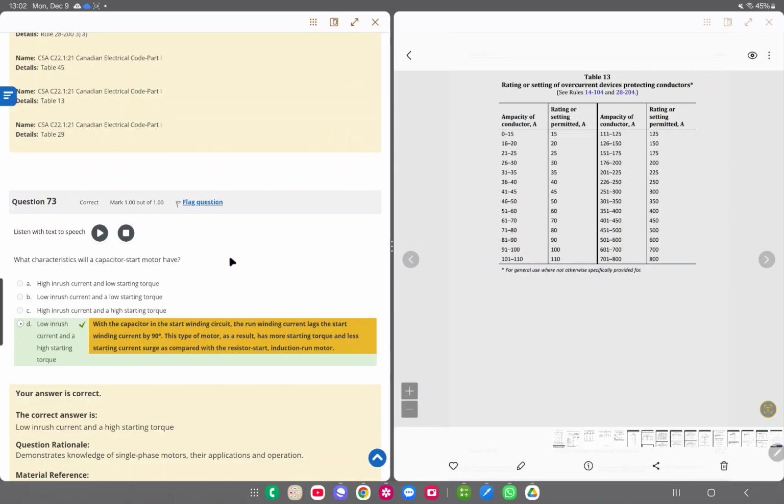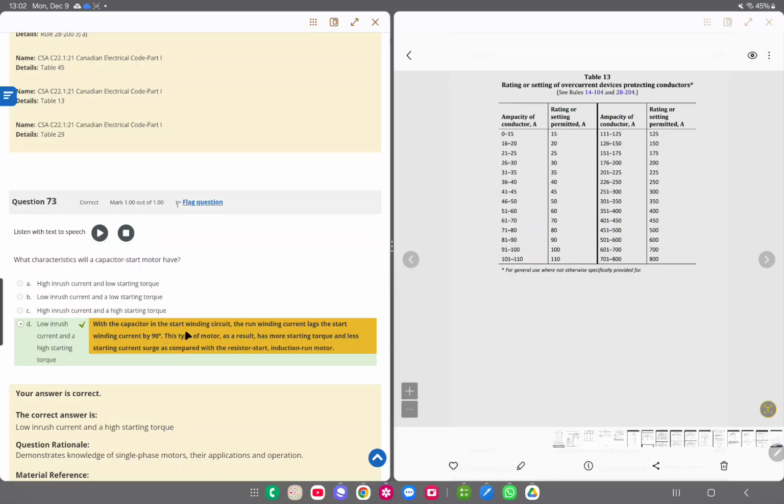All right. 73. What characteristics will a capacitor start motor have? So capacitor start, to me, a capacitor has to do with voltage, has to do with characteristics similar to a series circuit. So a capacitor start having similarities to a series is going to have low current and a lot of torque. So when we look at our answers, we got low inrush current and a high starting torque. So that's the answer that we're going to go with.